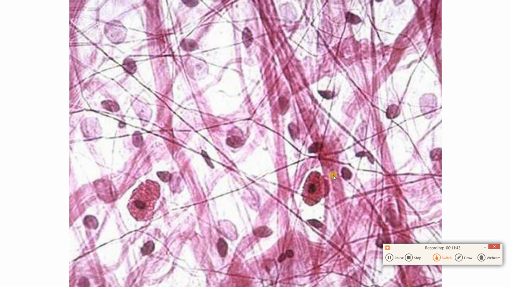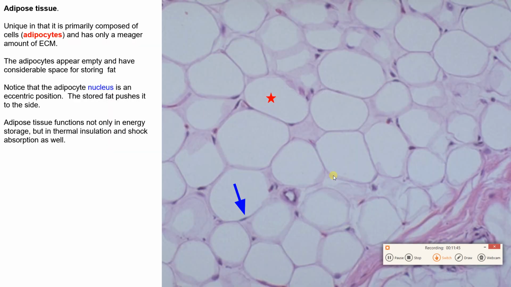Let's do some more tissues here. Our next tissue is also a loose connective tissue. It is adipose tissue. Adipose tissue is our better word for fat tissue. Now, it is unique in that it is mostly cells. Earlier we said generally connective tissues are primarily composed of extracellular matrix. Adipose tissue is unique in that it is mostly cells.